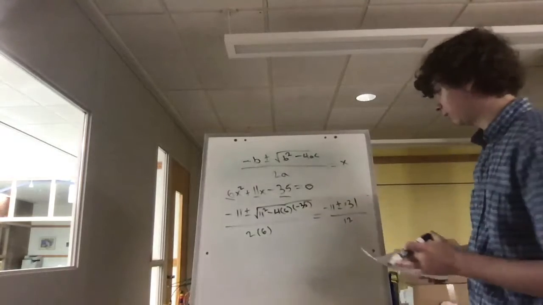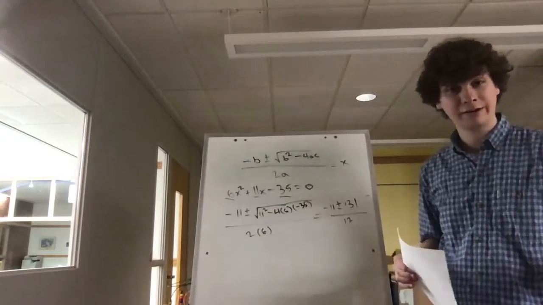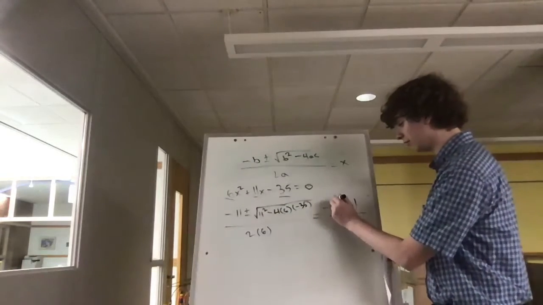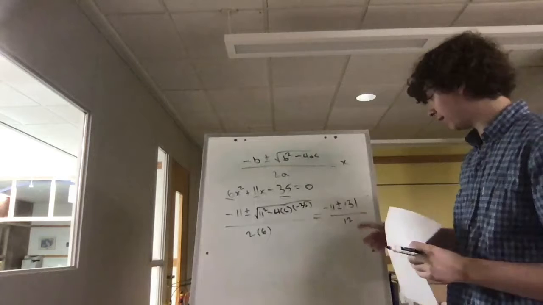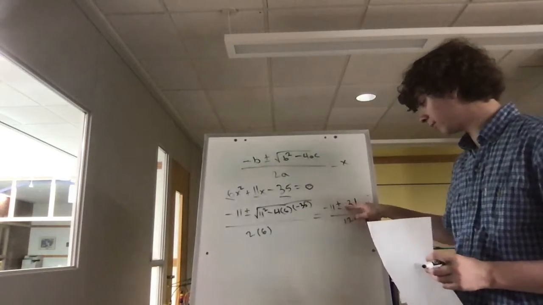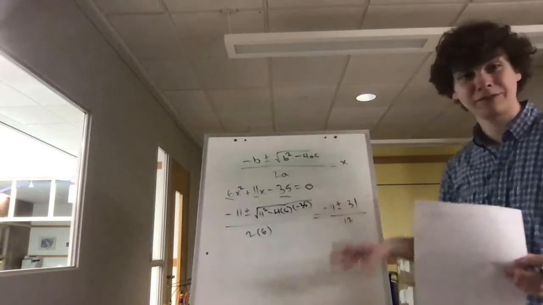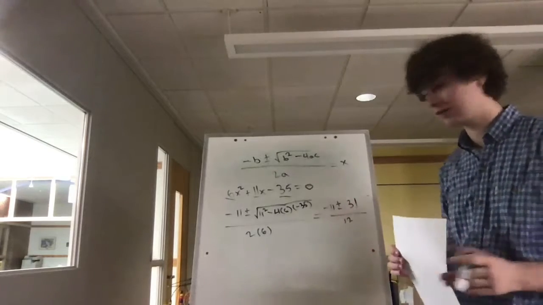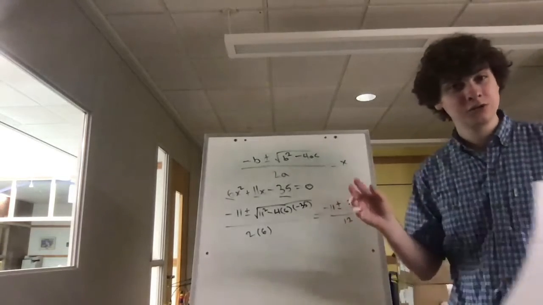So what we're going to do now is test two scenarios. The test scenarios are the plus and the minus. Notice how it's not just one of them, there are two of them. So we'll do negative 11 plus 31 over 12 and negative 11 minus 31 over 12. That's how you solve this part of it. And once we get that, those are our two solutions.